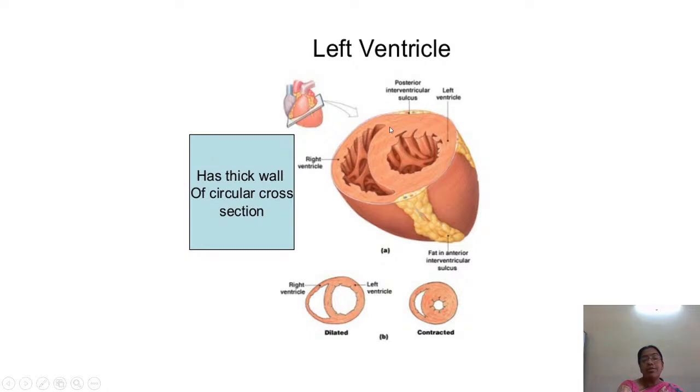So this is the left ventricle. When you take the cut section and see, I think by now you can understand how thick the left ventricle is. In the cross-sectional view, you can see the thickness of the left ventricle. It is thicker than that of the right ventricle. Because of it, the circumference is round. You can see that one round circumference is present.